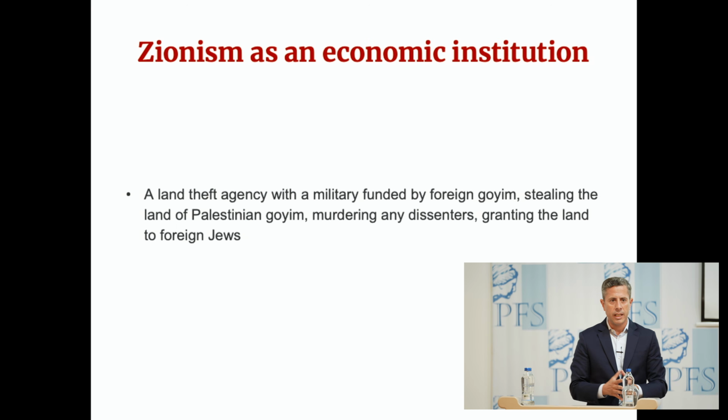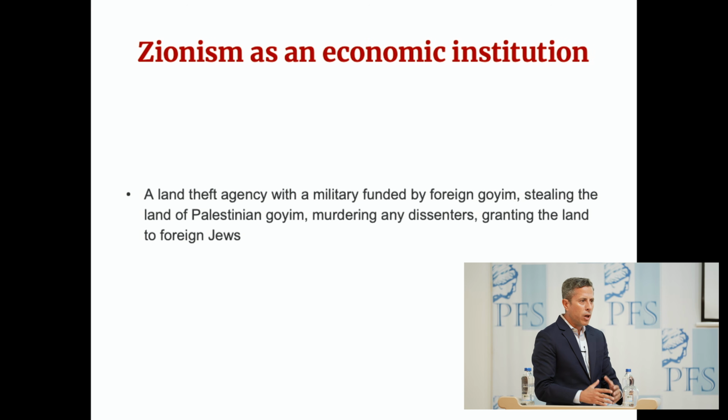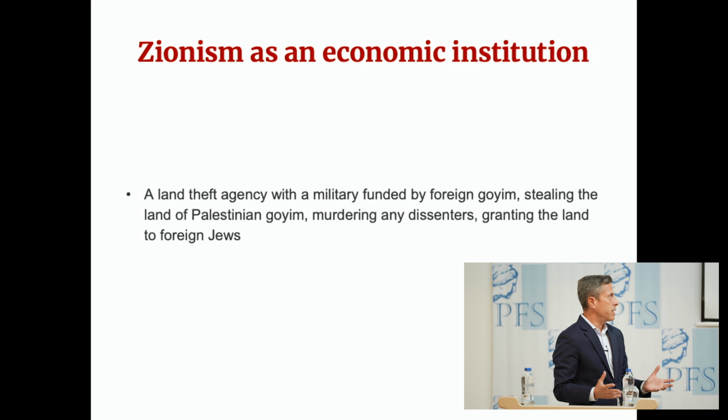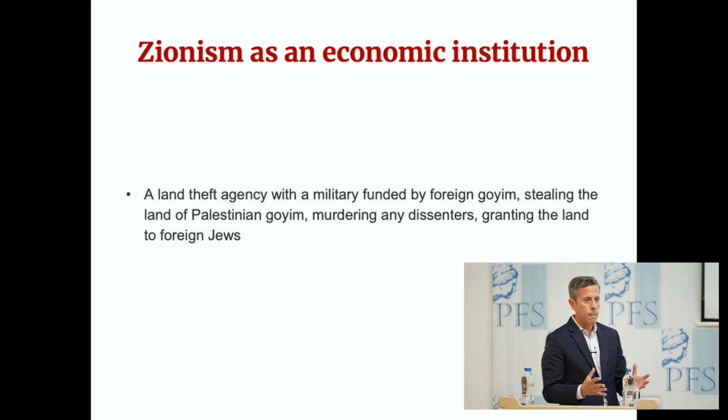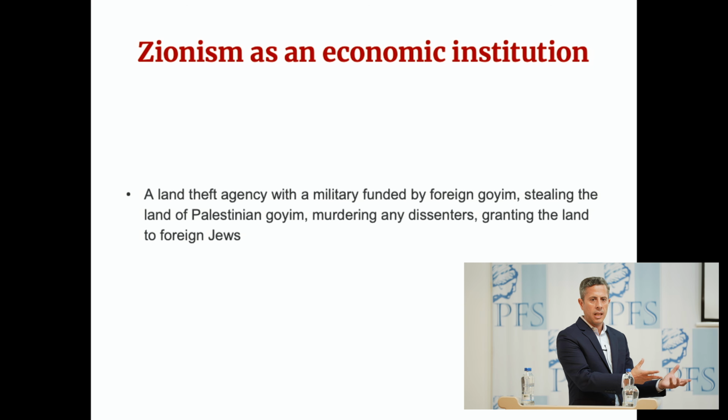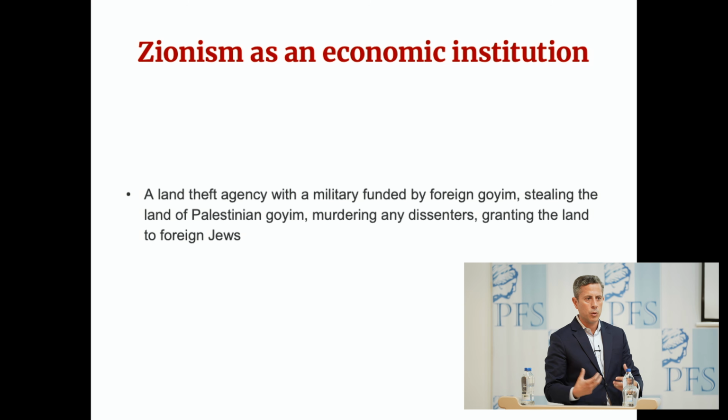So effectively, functionally, what is Zionism? What is the State of Israel? Functionally, if you want to think about it as an economic institution, it is a land theft agency with a military. And the military is funded by foreigners, particularly foreign goys. Europeans and Americans pay for it. And what that military does is that it steals the land of the Palestinian goyim. If you're a Palestinian and you're not Jewish, you get your land stolen by that military. The military steals the land, gives it to the Israeli Land Authority.